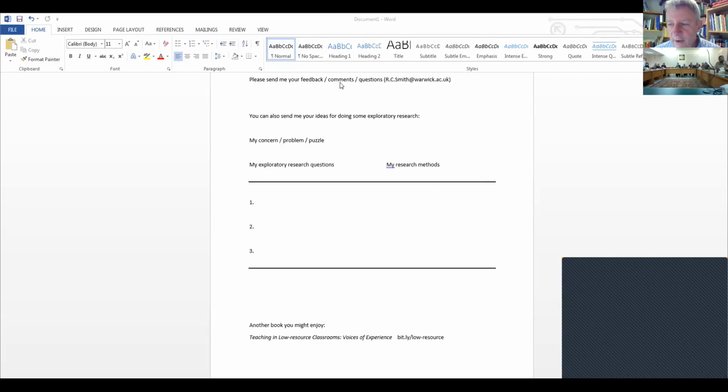If you like, well, I'd very much hope that you would individually maybe send me some feedback or comments or questions, because, as I said, it would be great if we could interact more, but it's difficult using Zoom like this. But you could also send me just general feedback or comments or questions, also individually, and also send me, if you like, your ideas for doing some exploratory research. And I'd be happy to maybe have a little bit more dialogue with you individually. You could send me what your problem or puzzle or concern is that you'd like to work with. You could also send me some research questions that you've thought of and your methods that you're thinking of.